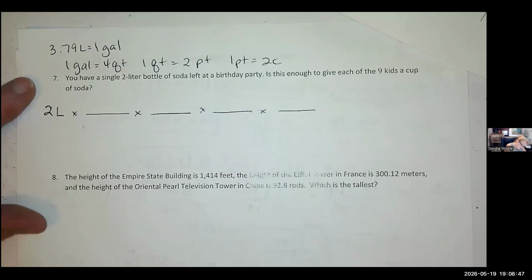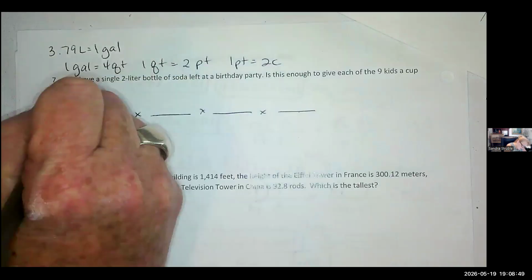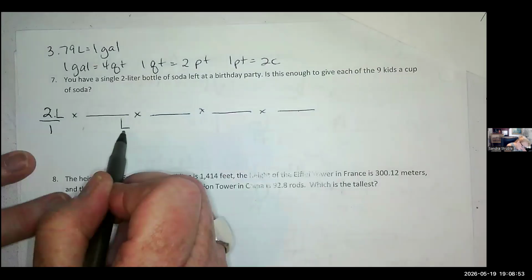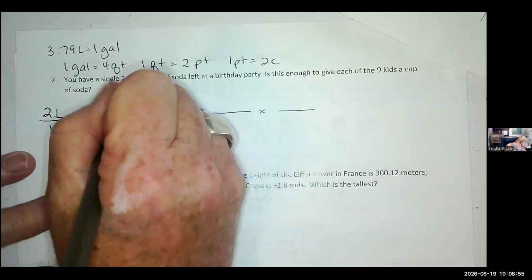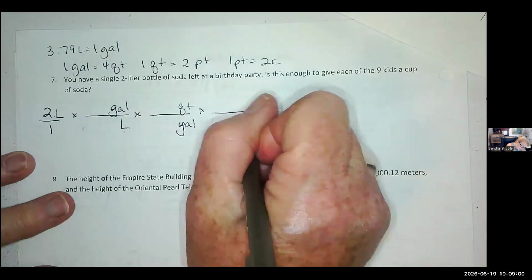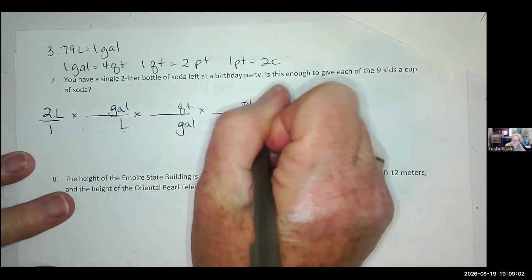Put this over 1 if you need to. I'm going to get rid of liters. Liters up top, liters down low. I'm going to go from liters to gallon. Get rid of gallons. Go to quarts. Get rid of quarts. Go to pints. Get rid of pints and go to cups.